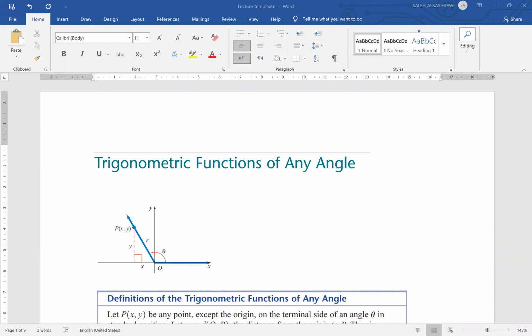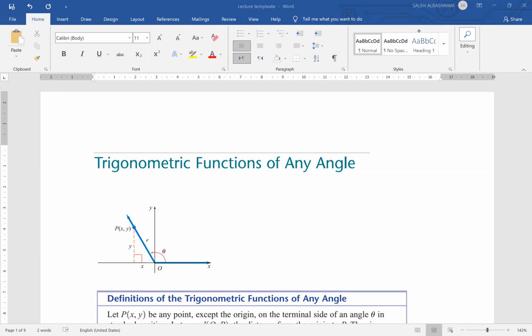Last time we spoke about the trigonometric functions of a right triangle or of an acute angle. And we said that for the acute angle, or if we have a right triangle, we have the side opposite to the given angle theta, the adjacent, or the hypotenuse. And these ratios give me 6 trigonometric functions: sine, cosine, tangent, cotangent, secant, and cosecant of the given theta.